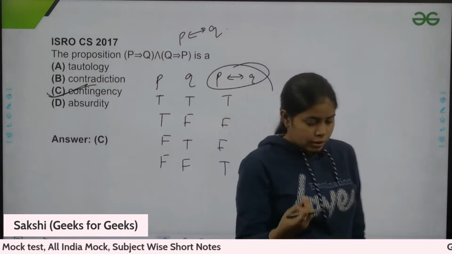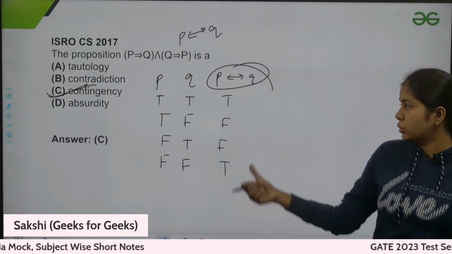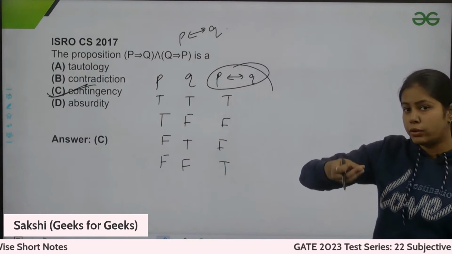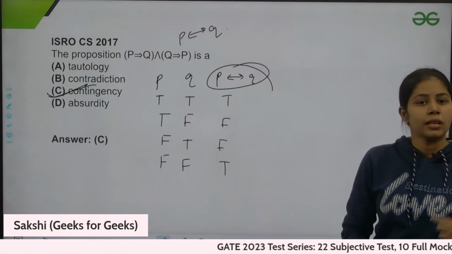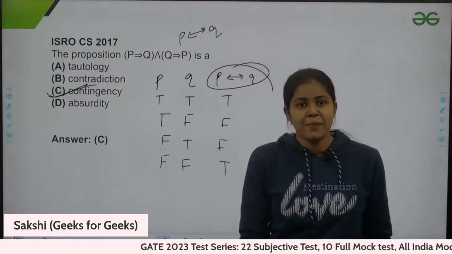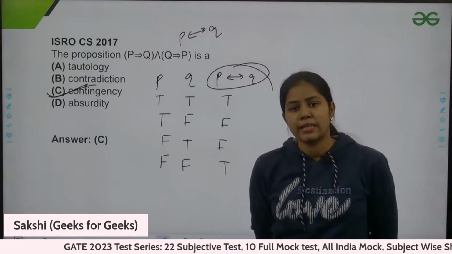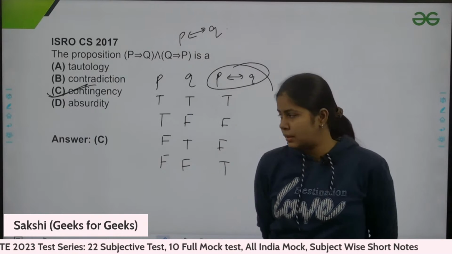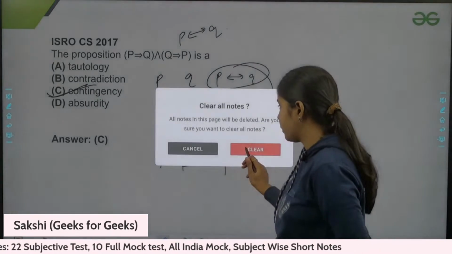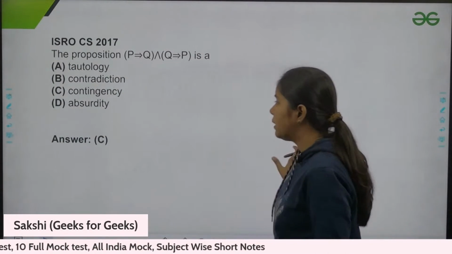If we get truth value true in all the cases, that is a tautology. If we get all the truth values false, that would be a contradiction. Otherwise, it is a contingency. Absurdity means that it doesn't get defined.